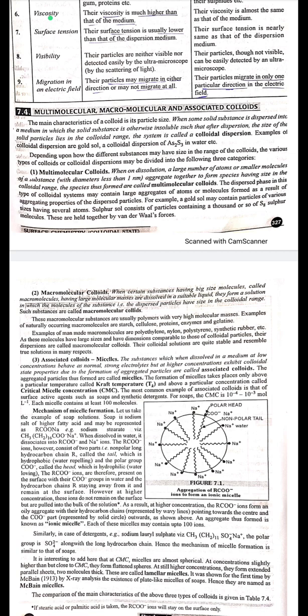For example, a gold sol may contain particles of various sizes having several atoms. A sulfur sol consists of particles containing thousands of S8 sulfur molecules. They are held together by van der Waals forces.